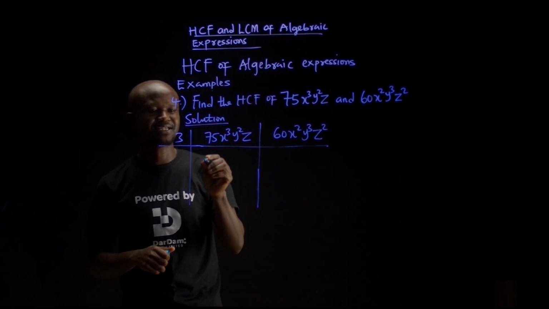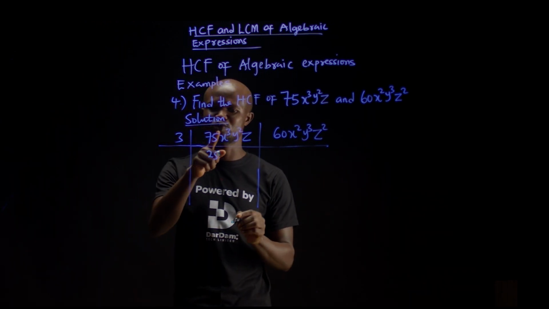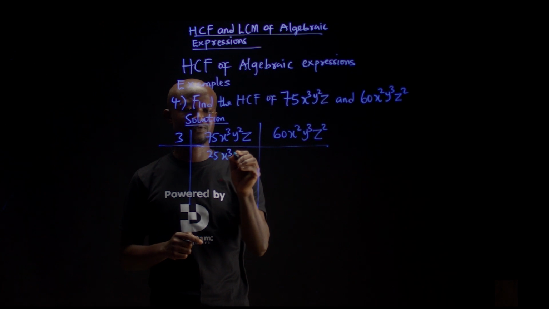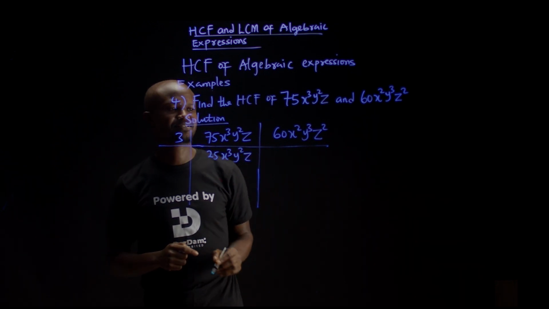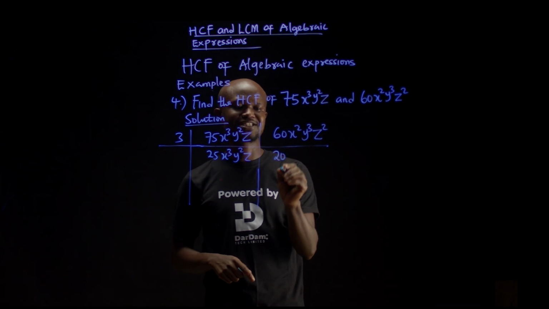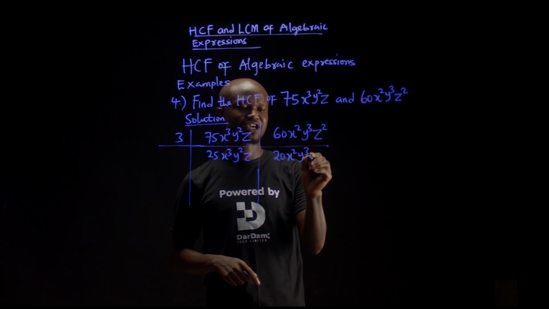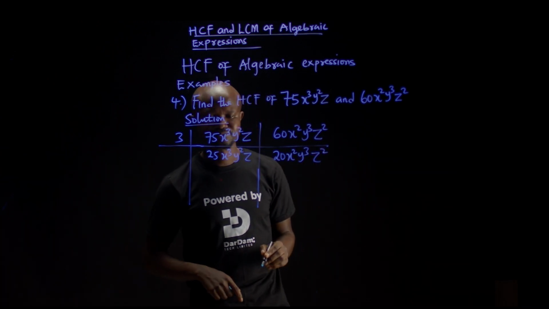75 divided by 3, that is 25. So we have here 25x cubed y squared z. Now 60 divided by 3, we have what? 20. So we have 20x squared y cubed z squared.